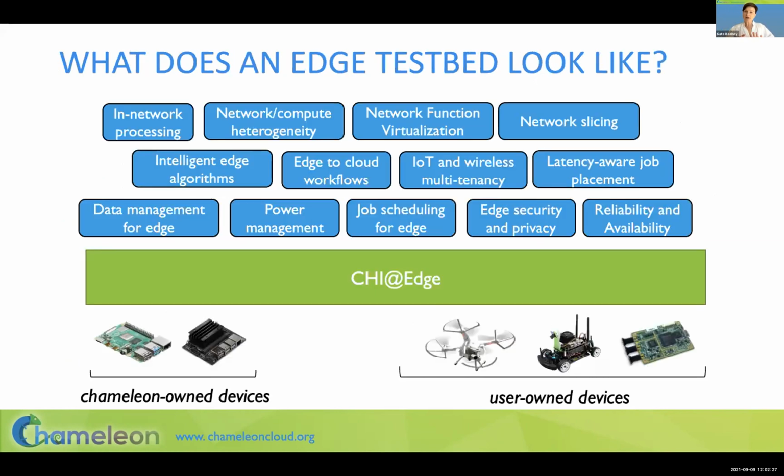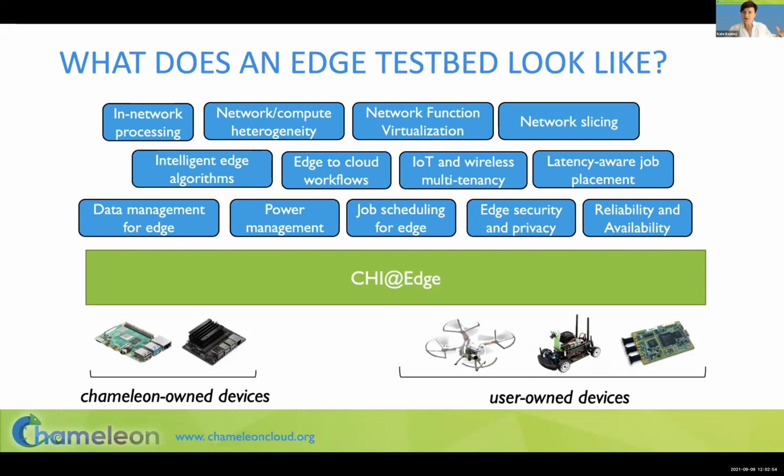So to summarize what CHIEdge is, it's a horizontal platform, a relatively thin horizontal platform with very well-defined interface, right? A horizontal platform that spans both Chameleon-owned devices, so the devices that we provide in our lab, but then also user-owned devices, the devices that users add. The interface is, of course, the OpenStack interface, like for everything else.